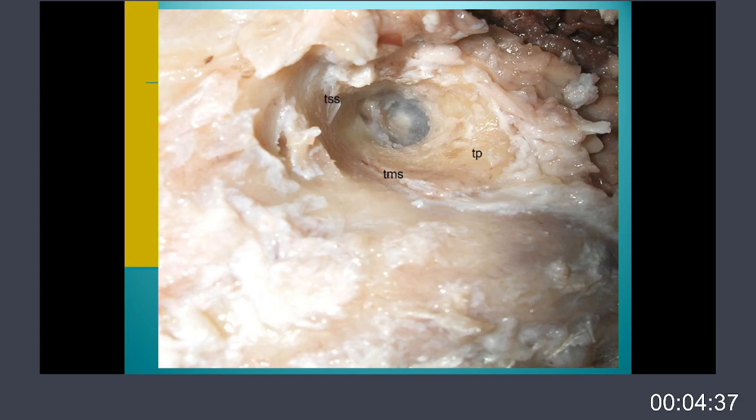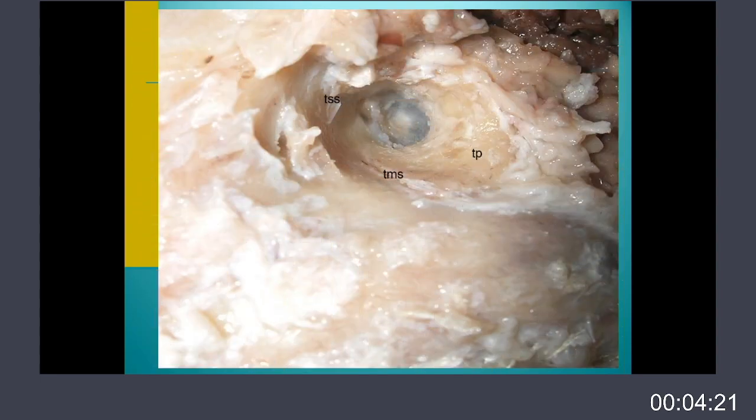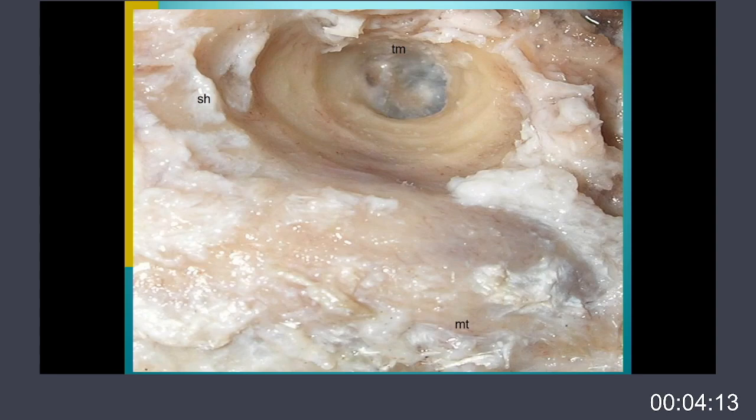So I'll take just a couple of minutes more. That I had shown from the outside-in technique. Now this is the inside-out technique. We can see the tympanic membrane. We can see the tympanomastoid suture line. And the first step is, after elevating the tympanomeatal flap, we should widen the external auditory canal.